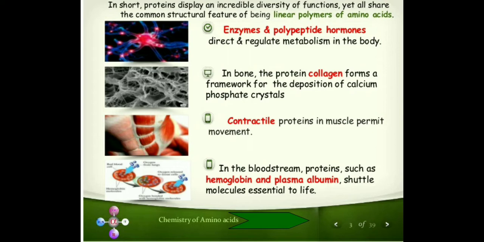And as I said before, proteins participate in all aspects of life in different forms. For example, enzymes and hormones that regulate our different body metabolisms are also made up of different kinds of proteins. And proteins also constitute different body parts. For example, collagen is also a protein that makes a framework of the bone, and this framework is used for the deposition of calcium and phosphate crystals.